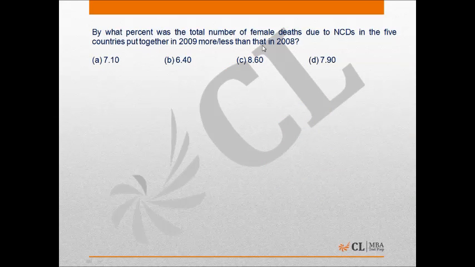By what percent was the total number of female deaths due to NCDs in the 5 countries put together in 2009 more or less than that in 2008? So basically we have to compute the total number of female deaths due to NCDs in 5 countries put together in 2008 as well as 2009, then check the figure in 2009 is what percent less or more than that in 2008.